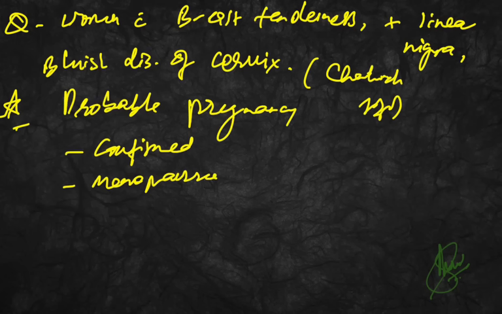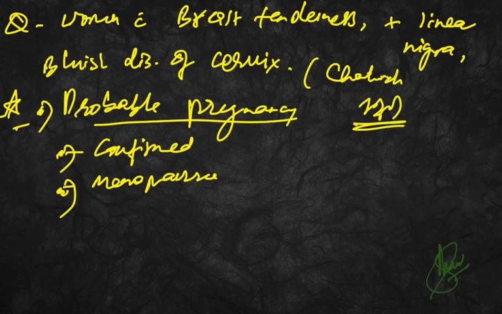Now, a woman with bilateral breast tenderness with linea nigra and bluish discoloration of the cervix. What does it signify? Probable pregnancy, confirmatory pregnancy or menopause? It is probable pregnancy. These are Chadwick's signs.